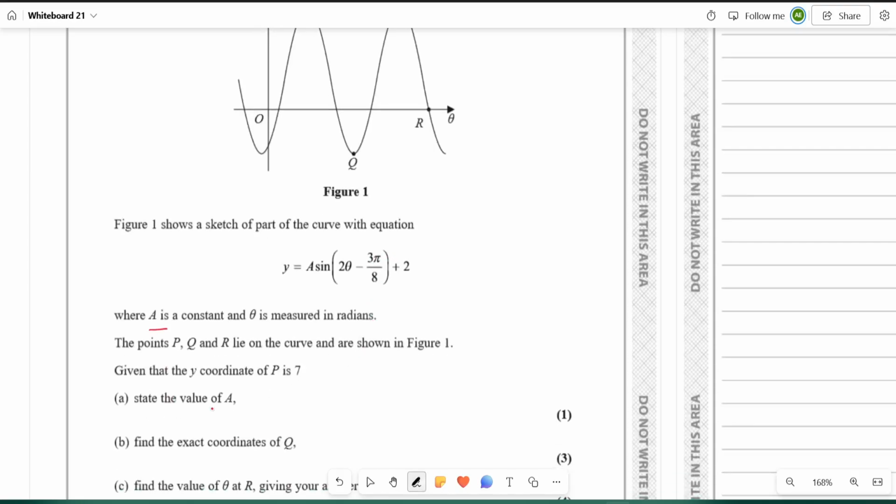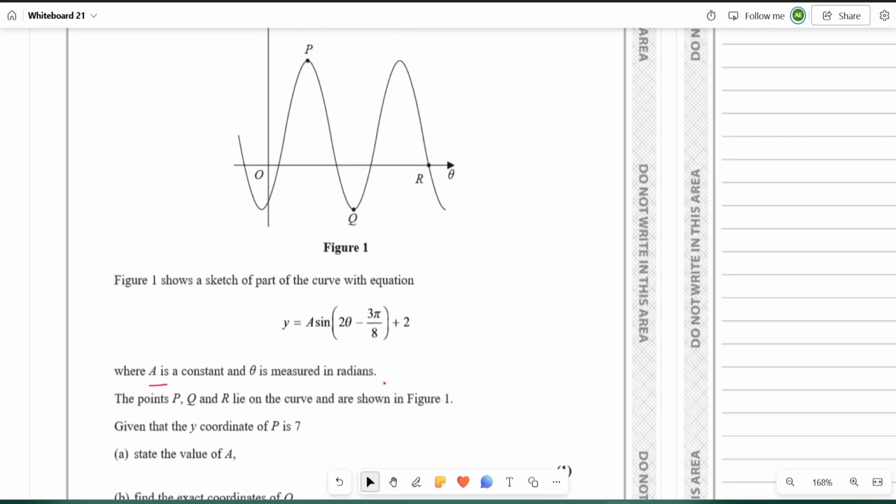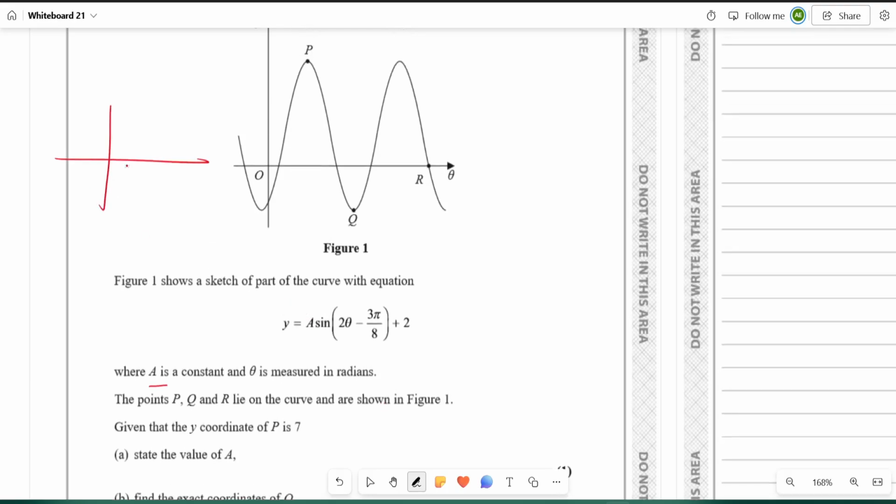Okay, the first question says, state the value of A. For a normal sine function, the amplitude is the distance from the 0 line until the maximum, which is 1. That's why the amplitude is 1. If we want to graph 2 sine of x, it's going to go up to 2 and down to minus 2. So the distance between the 0 line and the 2 is going to be the amplitude.